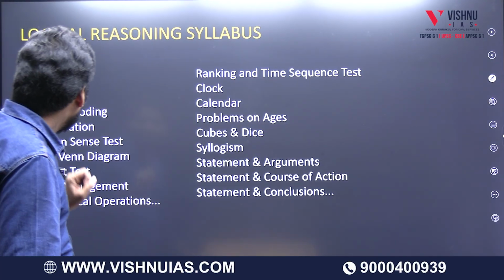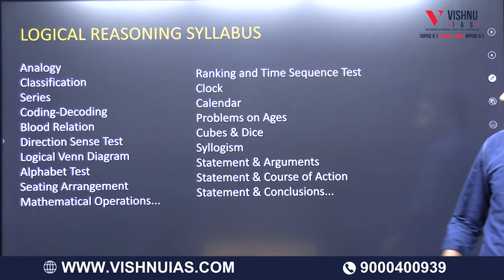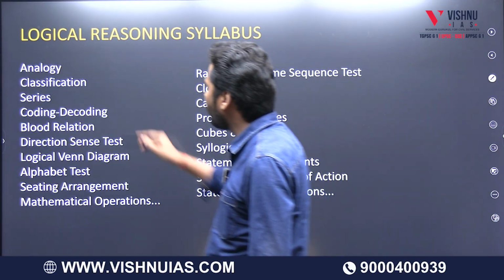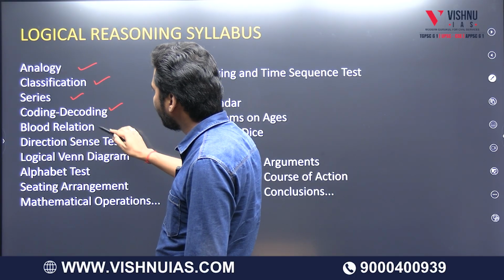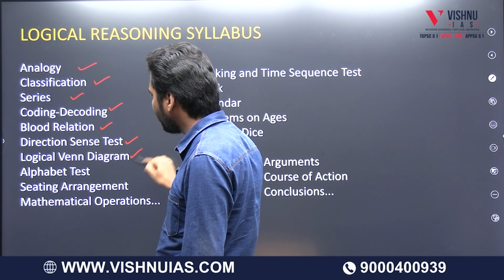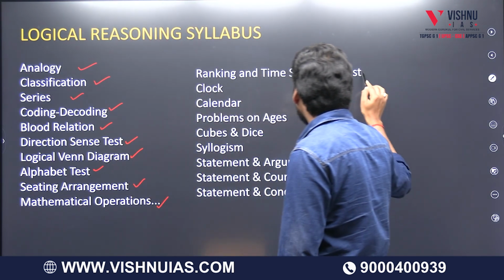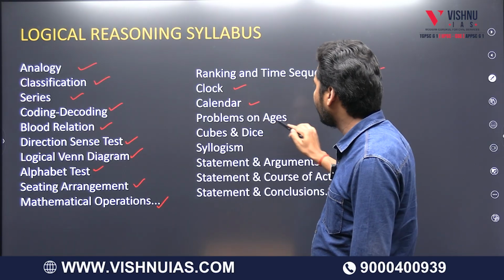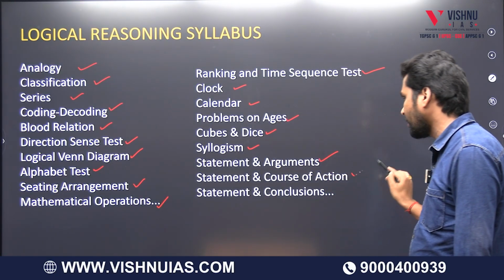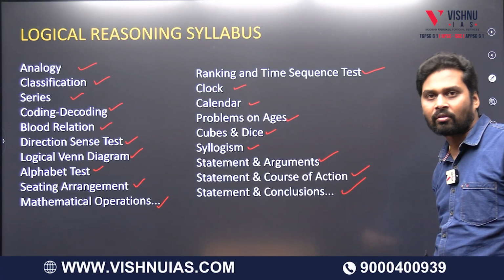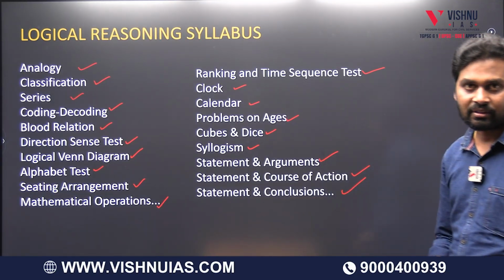What is the logical reasoning syllabus, which is officially given? So please just go through this logical reasoning. We have the terminology, the topics, classification, series, coding and decoding, blood relation, directions and tests, logical Venn diagram, alphabet test, seating arrangement, mathematical operations, ranking and time sequence test, clock, calendar, problems and measures, cubes and dice, syllogism, statements and argument, statement and course of action, statement and conclusion. So these are the topics which are covered under logical reasoning.